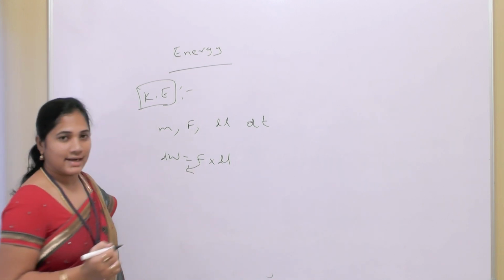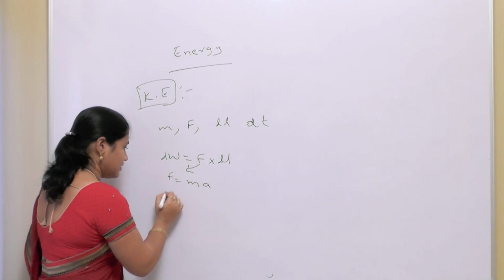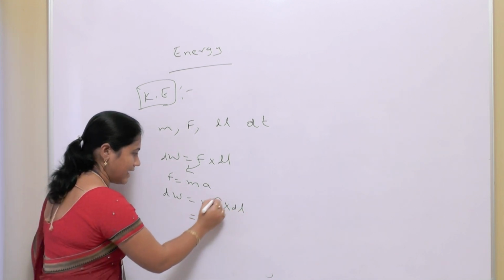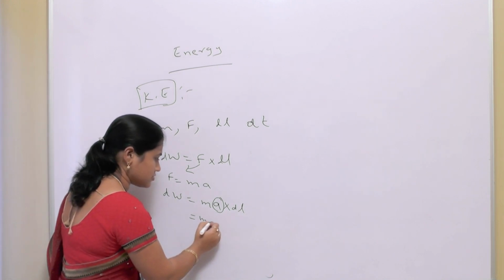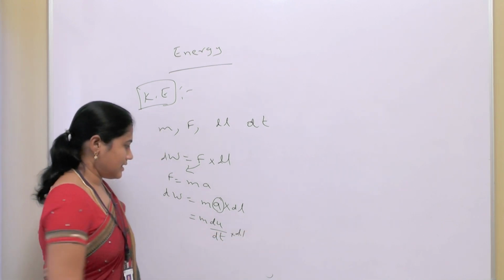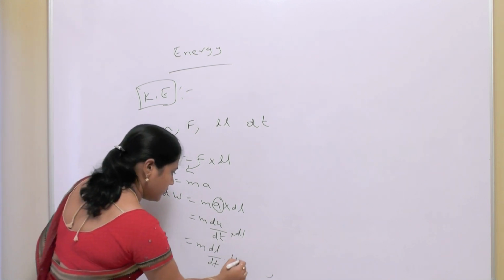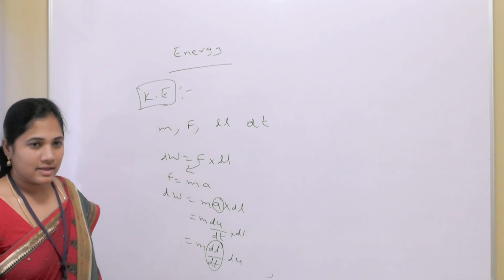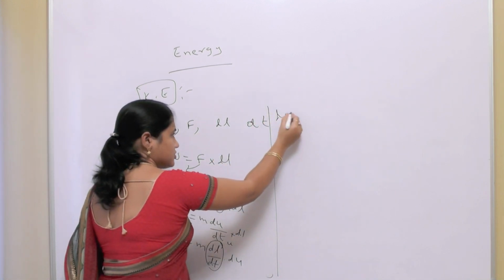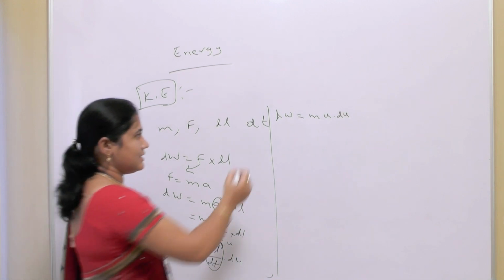According to Newton's second law of motion, force equals mass into acceleration. So now here dW equals m a into dl. The acceleration can also be represented in terms of velocity, that is du by dt into dl, or m dl by dt into du. And this dl by dt is nothing but velocity, represented by the symbol u. Therefore dW equals mass into velocity into du.